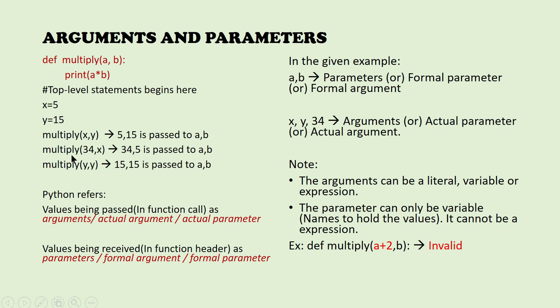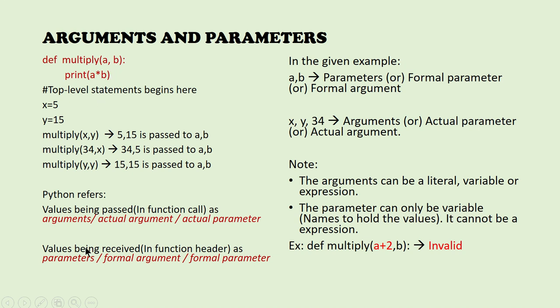So when you write multiply of 34 comma x, the first value is 34. When you call this function, now a value is 34, and what is the x value? 5. So 5 is given to b, right? So the first argument will be given to the first parameter. The second argument is given to the second parameter. So when you write multiply of y comma y, yes, still you can write that. What is the value of y? 15. 15 is given to a and 15 is given to b as well.